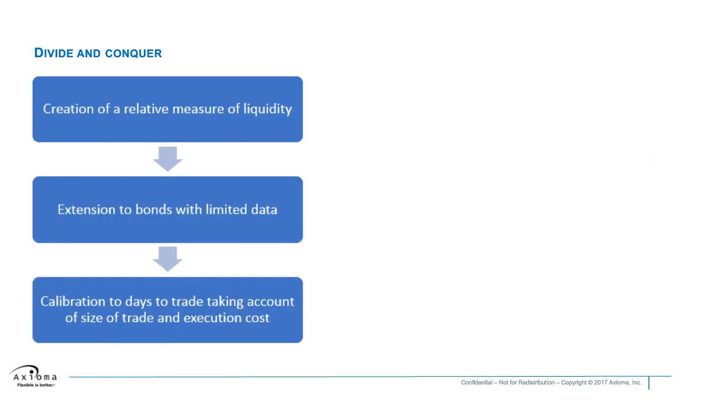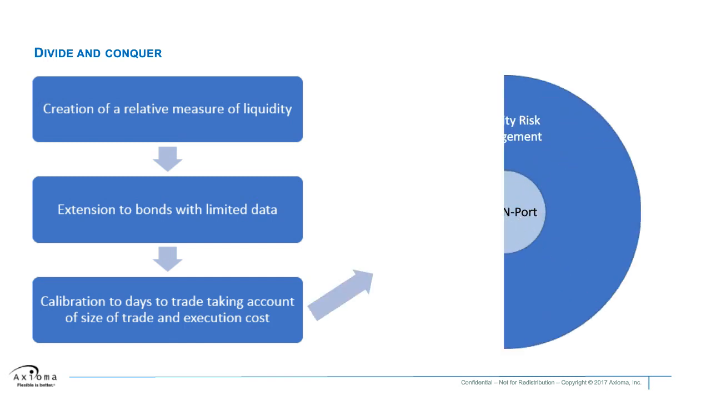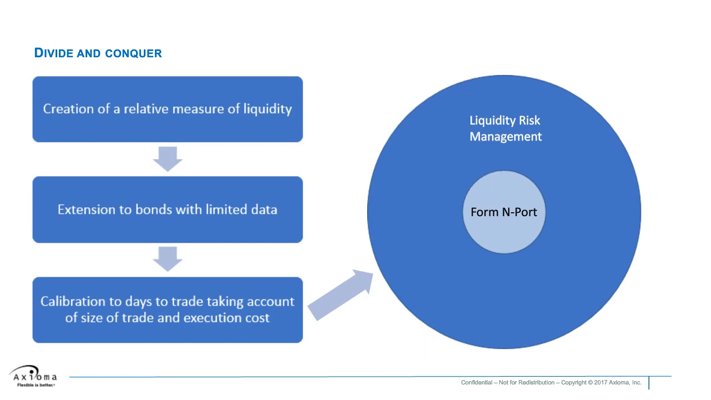We're going to attack the problem by splitting it into three parts. First, the creation of a relative measure of liquidity. Then we're going to move on to look at how we extend this to bonds with limited data. And thirdly, we're going to move on to the calibration of days to trade, taking account of the size of the trade and the execution cost. These together will feed into liquidity risk management, and in particular, in fulfilling the regulation form NPORT.